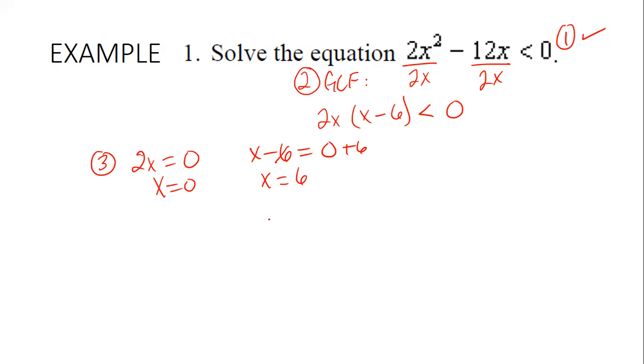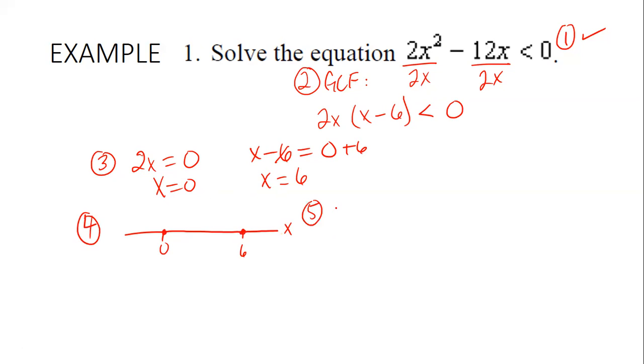Questions about step 3? Good? All right, so at this point, we've just done stuff that we've been doing for the past 2 weeks. On step 4, that's where you're going to create your number line, your x-axis, and you're going to plot your x values on the x-axis. So I have 0 and I have 6. These are the points where my graph would cross the x-axis.